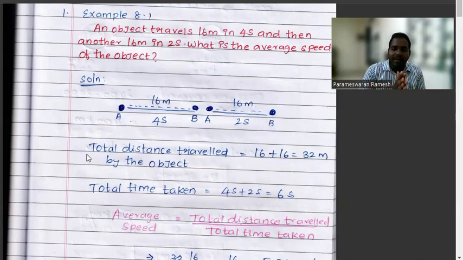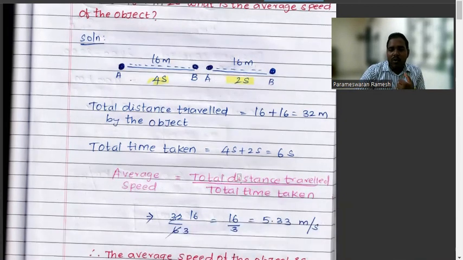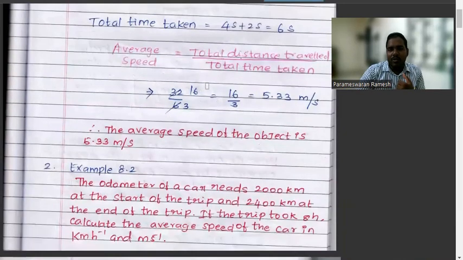So total distance traveled is what? 16 plus 16 is equal to 32, so 32 meter. Total time taken is what? 4 seconds plus 2 seconds, so it is 4 plus 2, 6 seconds. So we get the answer: average speed is equal to total distance traveled by total time taken, so 32 by 6.